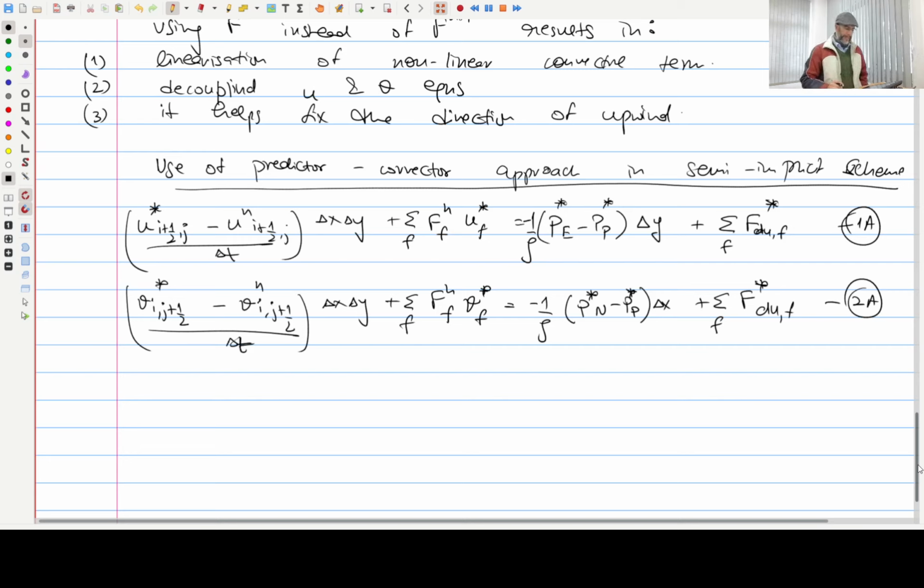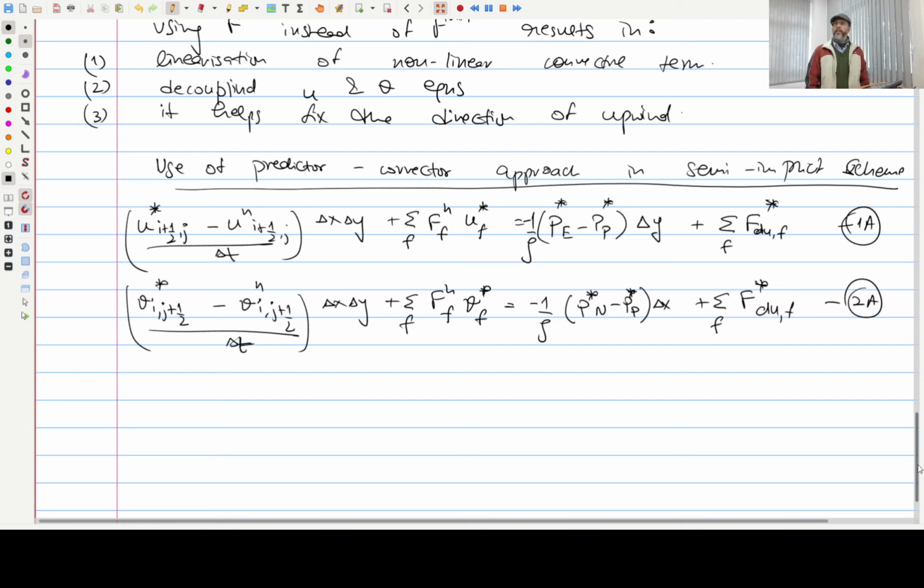So let's highlight what is different here. What we have done is, instead of Pn plus 1, because we do not know Pn plus 1, we have used a guessed pressure P star. Earlier we had used Pn. We'll discuss how we guess it, but we have guessed a pressure.